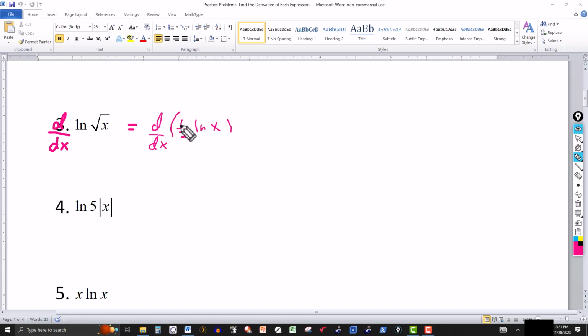Or again, I could bring the 1/2, since it's constant, out in front of the derivative. Or I can just say the derivative of ln of x is 1 over x, and then times the 1/2. Answer then would be 1 over 2x.